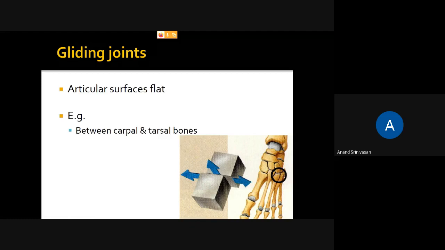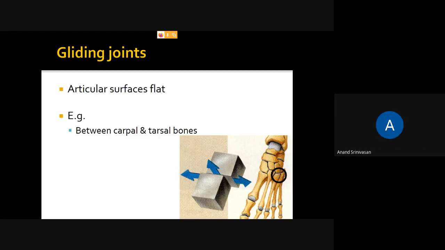Tarsal bones are located in the foot, the ankle joint. This is from yesterday's topic. Yesterday we have seen tarsal bones. The tarsal bones are located in the ankle joint. And any idea how many tarsal bones are present in our body?